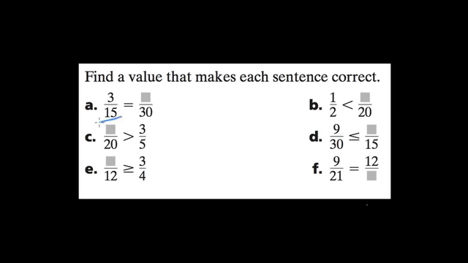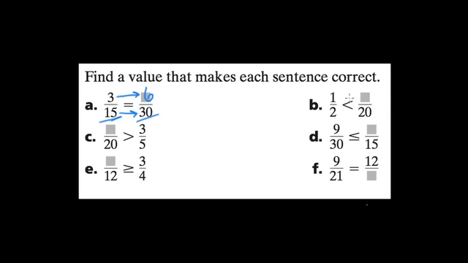And I notice here that I'm going from 15 to 30, so I'm doubling my denominator. So to keep these two fractions equal, I'm going to double the numerator as well. And here I could just put a 6.